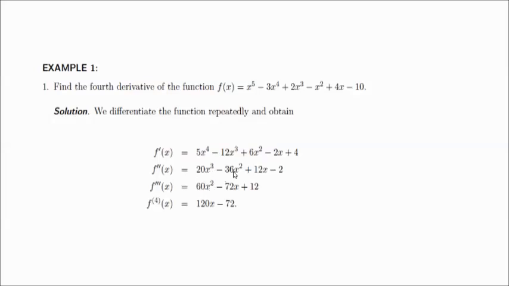60x squared minus 72x and then 12. Then this one, 120x minus 72. So ito na yung, so tigil ka na kapag nasa fourth derivative. Kasi yun lang naman pinapakuha.